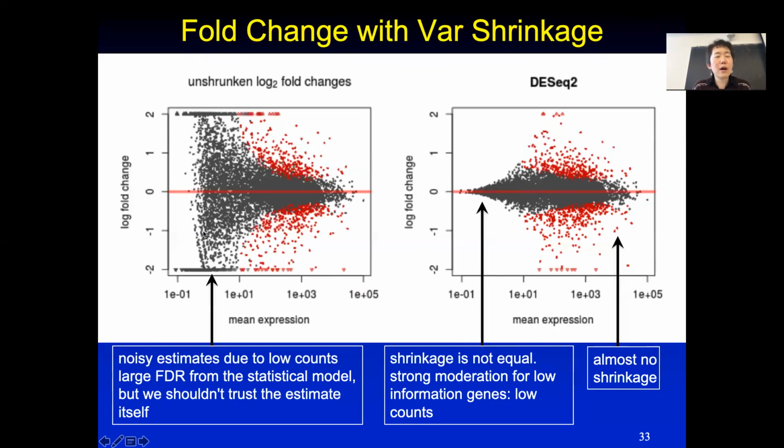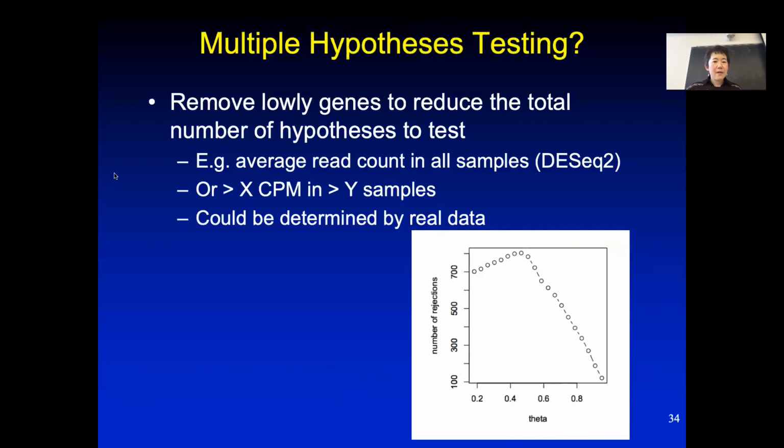But before that, I want to ask you guys, do we need to worry about multiple hypothesis testing for DESeq? Yes, because we have 20,000 genes, right? For every gene we have to compare the 2 conditions and ask whether they are different. And by chance, there could be genes that are different, so we need to have an FDR adjustment.